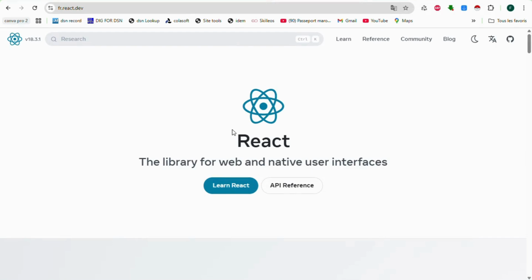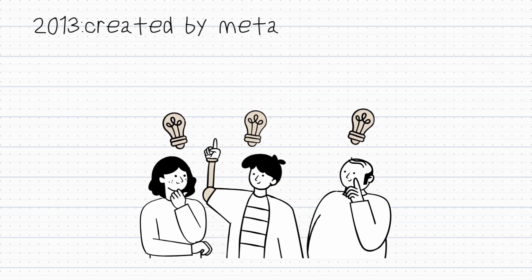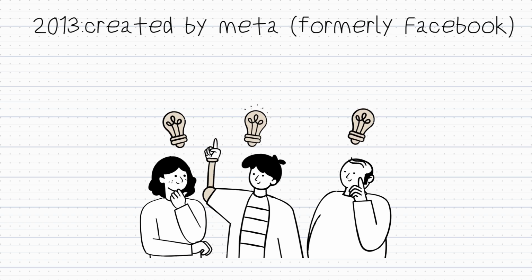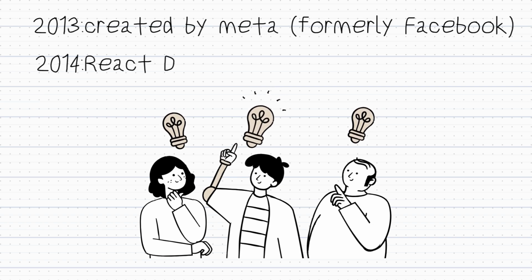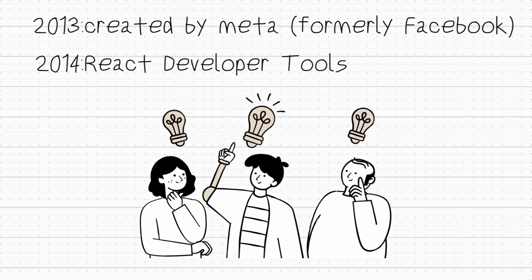Let's discover the React library together. React is an open-source, front-end JavaScript library used to create visual interfaces. The React library was created in 2013 by Meta, formerly known as Facebook. And it was at the JavaScript conference in 2013 that the React library was presented for the very first time.